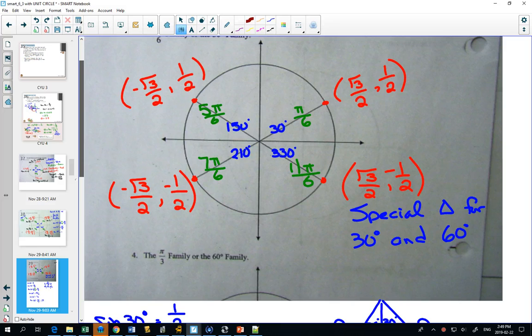How did you do? All of the values stay the same, just some are negative and some are positive, and that follows the CAST rule, or just follows regular plotting points rules. If you plot a point in quadrant 3, both the x-coordinate and the y-coordinate are going to be negative. And if you think about sine and cos in quadrant 3, both sine and cos, according to the CAST rule, are going to be negative.